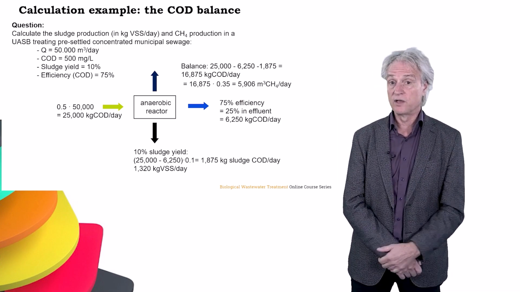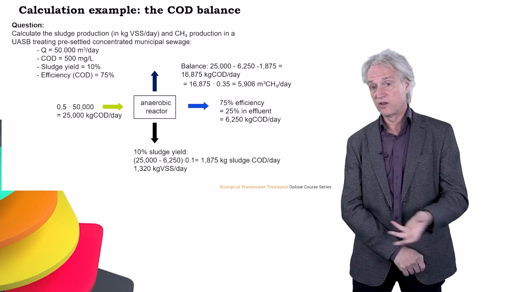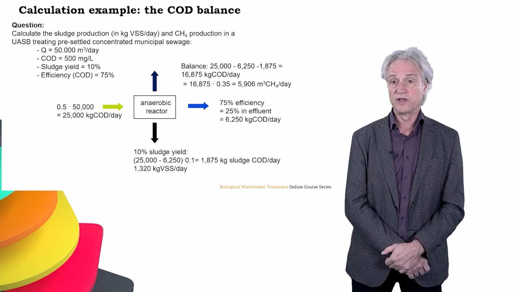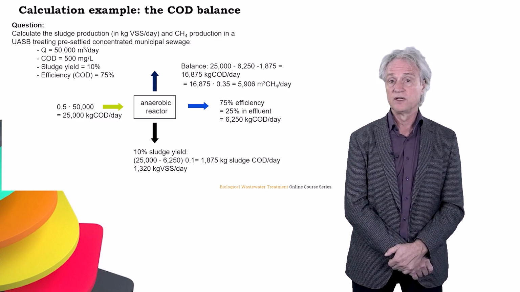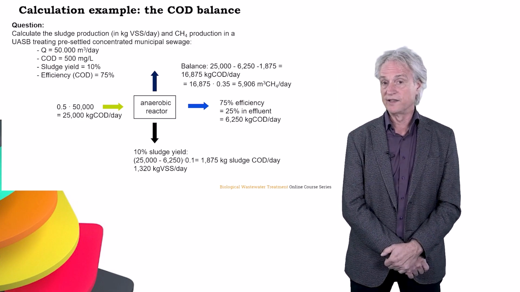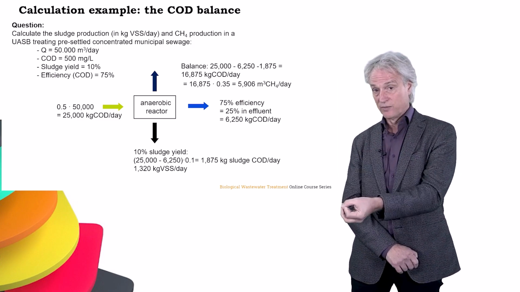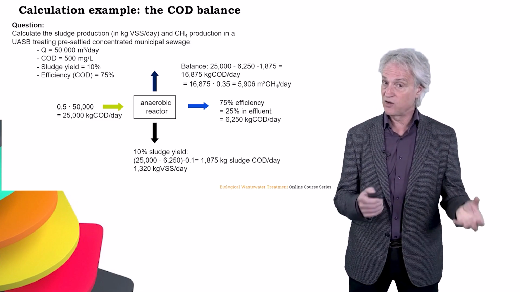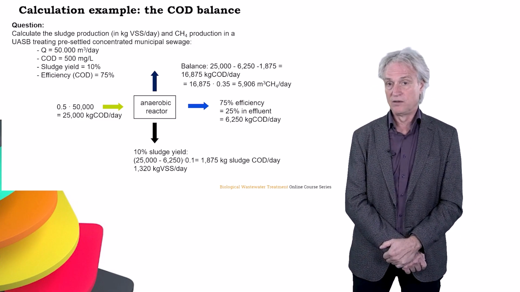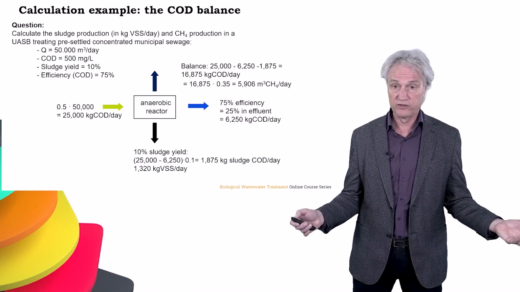But we can also calculate how much biogas we're going to produce, which is the influent, 25,000, minus the effluent, 6,250, minus the COD to the sludge, 1,875 kilograms, which is 16,875 kilograms COD per day. Now we multiply this by 0.35 cubic meter of methane per kilogram COD, and we can calculate that this anaerobic reactor will produce about 6,000 cubic meters of methane per day, 5,906. The balance must always fit.